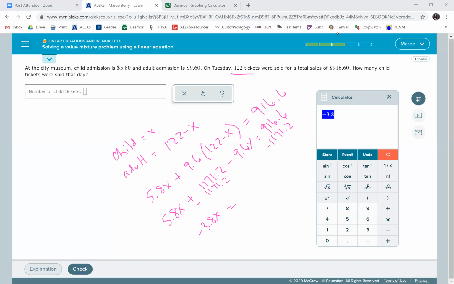So we have 916.6 minus the 1171.2 is a negative 254.6. And then we're going to divide by negative 3.8. So that will give us a positive number of tickets sold. The answer is 67. And that's good to go.